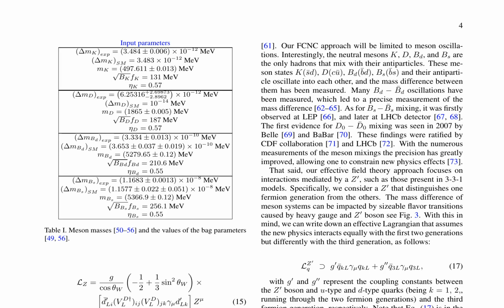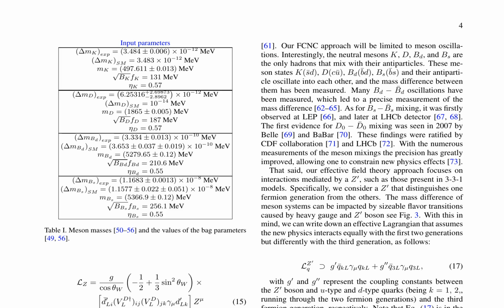This section of the research paper explores the concept of flavor-changing neutral currents, FCNCs, within the context of the standard model, SM, and its extension through an effective field theory approach. In the SM, FCNCs are absent at the tree level due to the unitarity of the flavor rotation matrix, but they emerge at one-loop level via diagrams such as those shown in Fig. 2. The paper then discusses the use of an effective field theory to analyze FCNCs, specifically focusing on meson oscillations involving K, D, Bd, and Bs mesons.